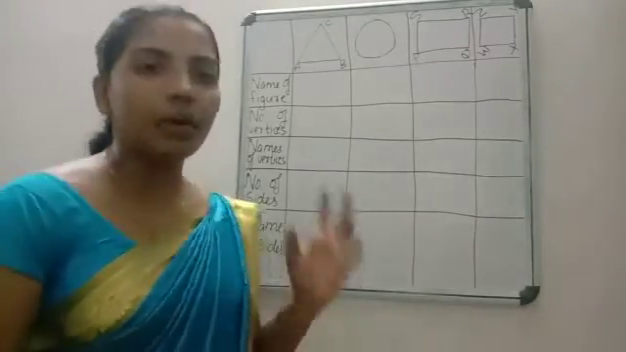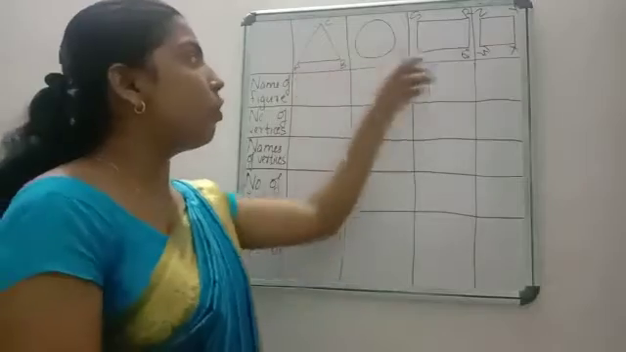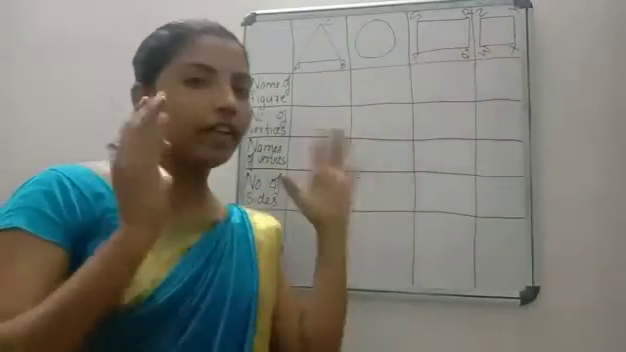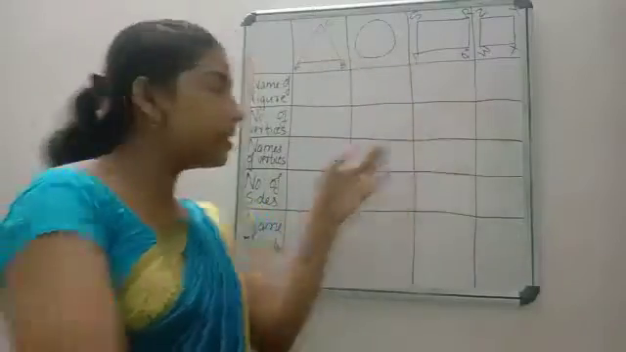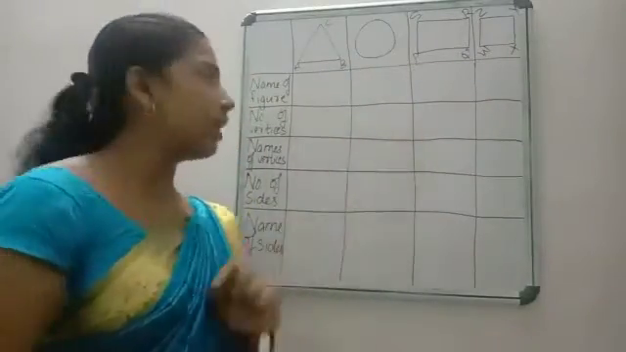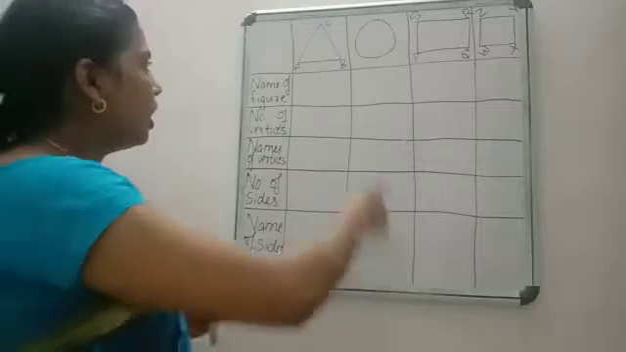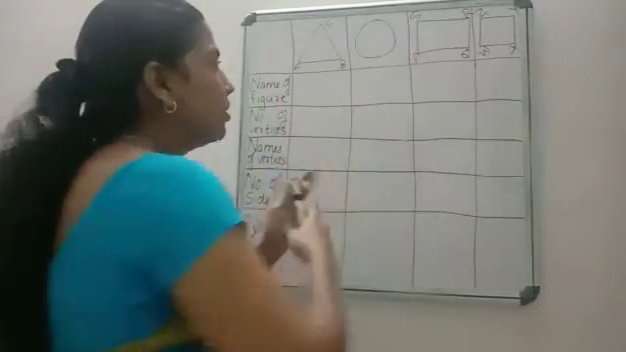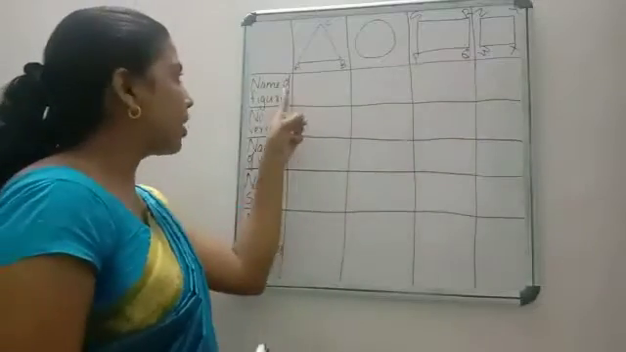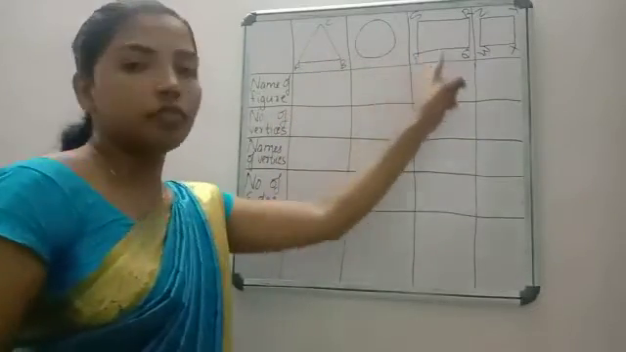Okay, dear students, now you have to observe these figures. See, four figures are here. Already we are familiar with these four figures. Now you have to observe these figures and you have to answer the given questions. Okay. See the first question. Name of figure. In this first column, you have to write the name of each figure.